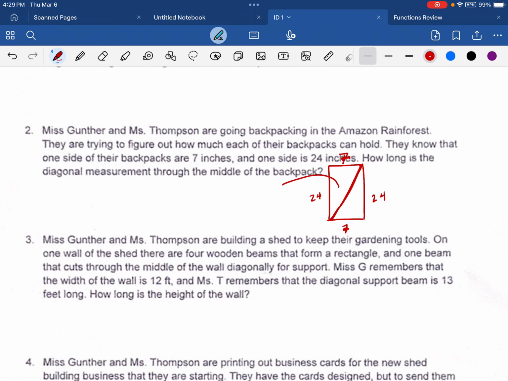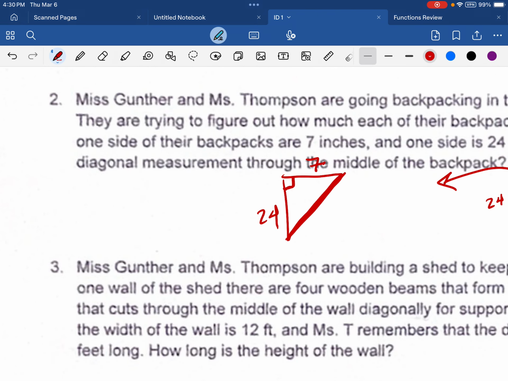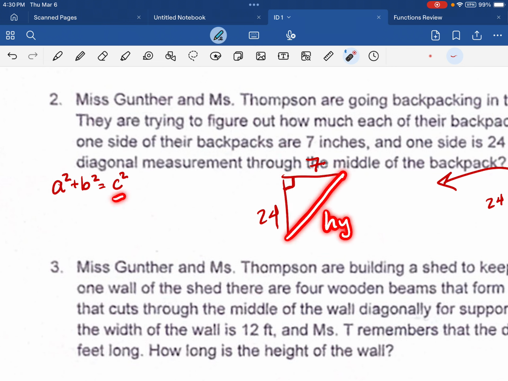Okay, so let me just zoom in on this one. I've got a little right triangle going on here. One side's 7 inches, one side's 24. It would be so nice if I knew the length of this one side. Fortunately, we've got a theorem called the Pythagorean theorem that goes like this: a squared plus b squared equals c squared, where a and b represent the short sides of the triangle, and c represents the long side. We call this the hypotenuse.